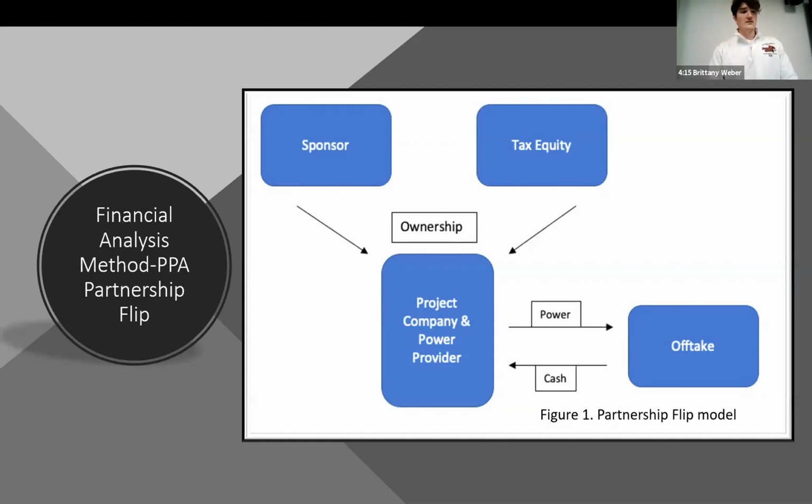Hello, I'll be talking about the financial analysis. To start off, I would like to talk about the contract that we are proposing to the University of Nebraska-Lincoln. The contract will take the form of a PPA, or power purchase agreement. In this case, the university will purchase energy from the project company at a given rate.